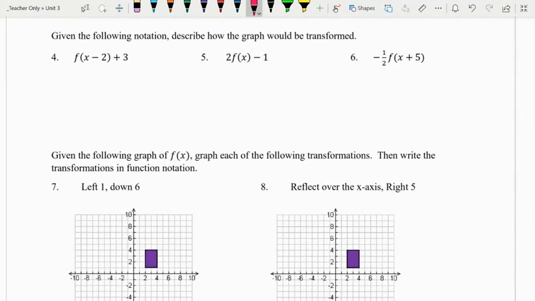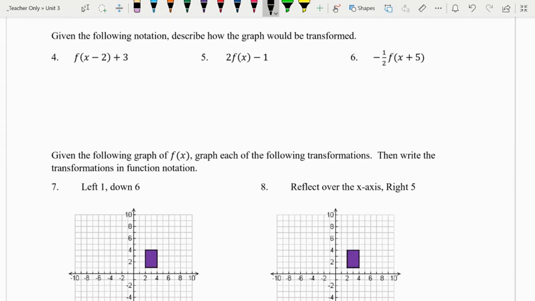So I want you to try to do this on your own before you listen to me explain it. And you're just trying to tell me what it's doing. So is it moving left? Is it moving right? Is it up, down, condensed, stretched, flipped? Okay, reflected, sorry. And see what you can come up with.